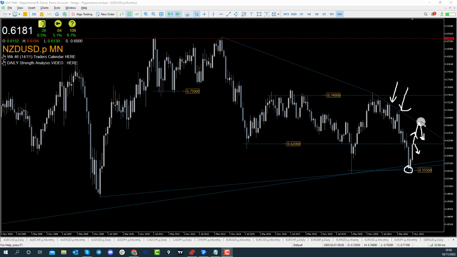So we could see a continuation of a run up if the price was to trade back through the 0.62 handle. Of course, then if price trades through that, we've got the potential for price to move towards the 0.74 handle. But that is probably something that is way off at the moment. Let's go take a look at our weekly time frame then.